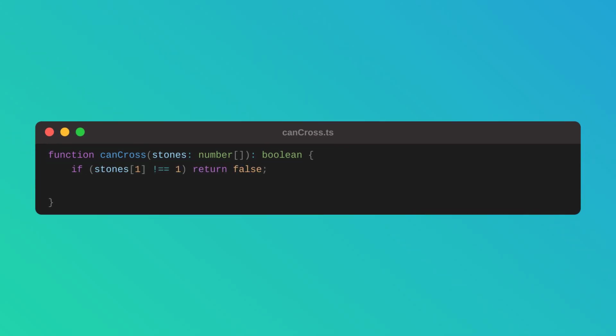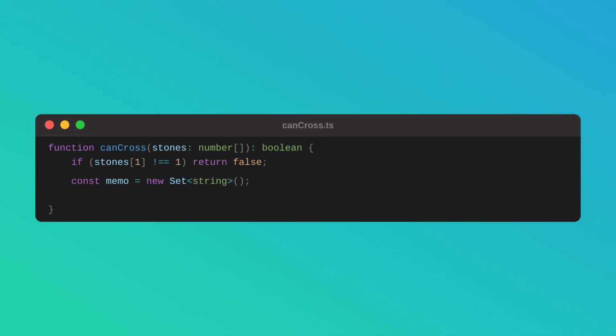The initial check is simple. If the second stone isn't positioned at 1, the frog can't make the jump, and we immediately return false. With that check passed, we introduce a memoization set named memo. Memoization helps avoid redundant calculations, thus speeding up the process.